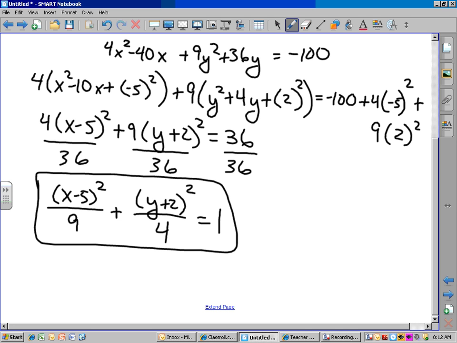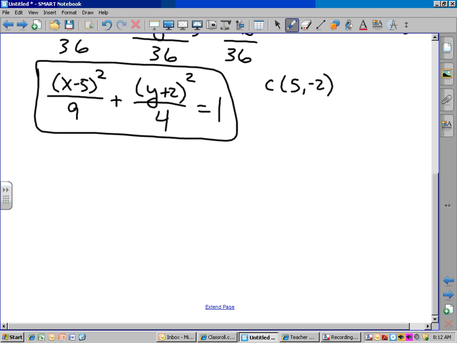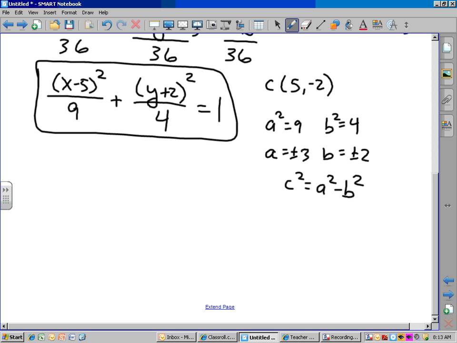We can describe the center, 5, negative 2. We can now find a and b. a squared is 9. b squared is 4. So a equals plus or minus 3. b equals plus or minus 2. Might as well find c while we're here. c squared equals a squared minus b squared, right? That's so we can find the foci. c squared equals 9 minus 4, or 5. So c equals plus or minus the square root of 5.